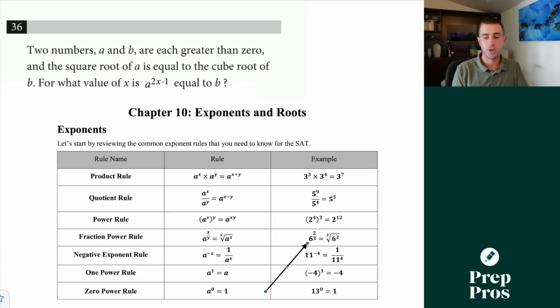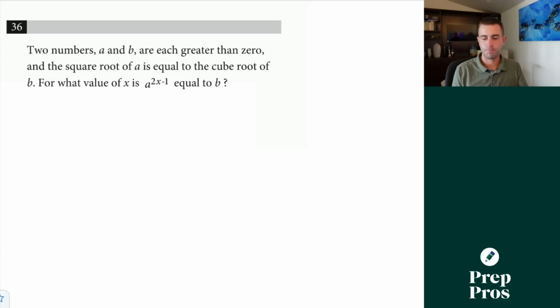So here we see two numbers a and b are each greater than 0, and the square root of a is equal to the cube root of b. For what value of x is a to the 2x minus 1 equal to b? So let's go ahead and write this out. We know the square root of a is equal to the cube root of b. Now we're saying a to the 2x minus 1 is equal to b.